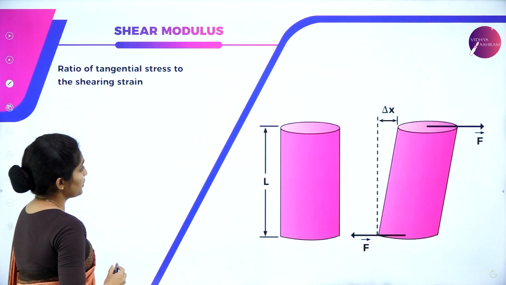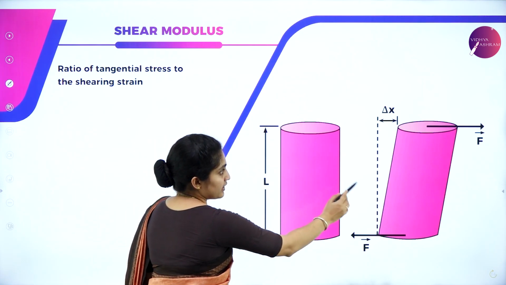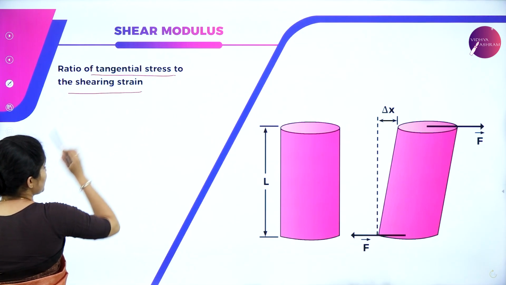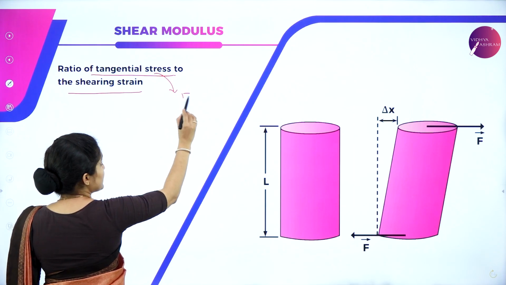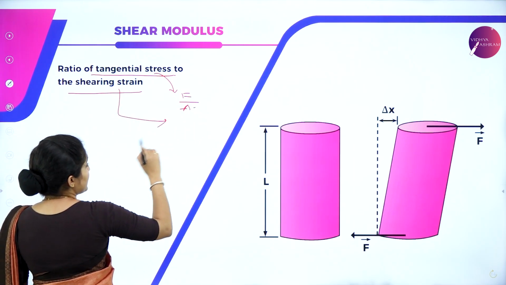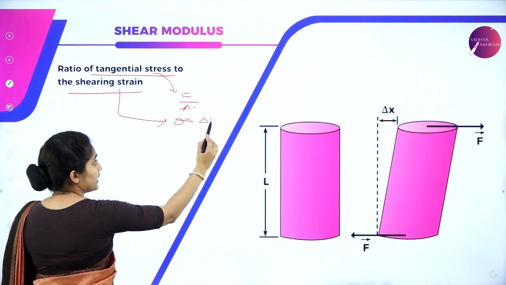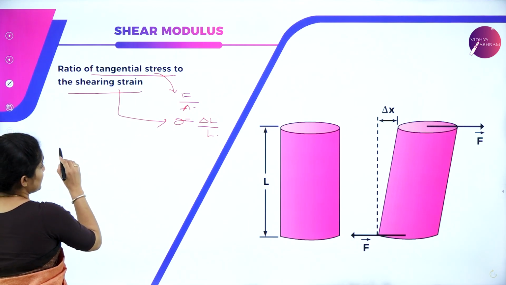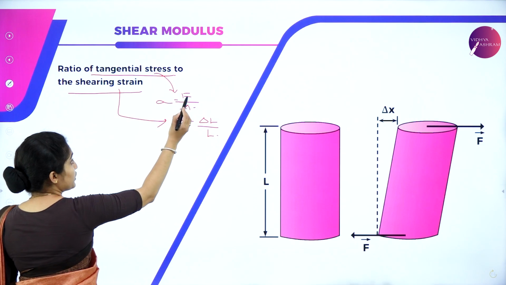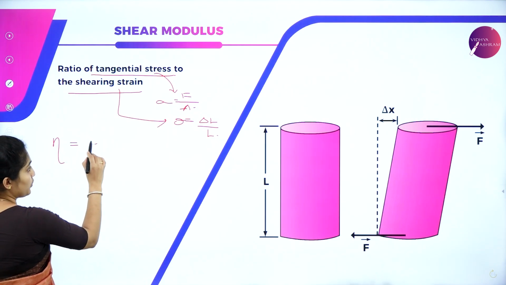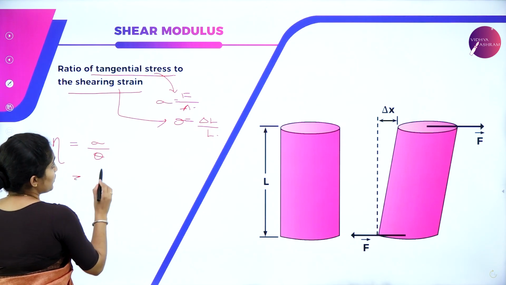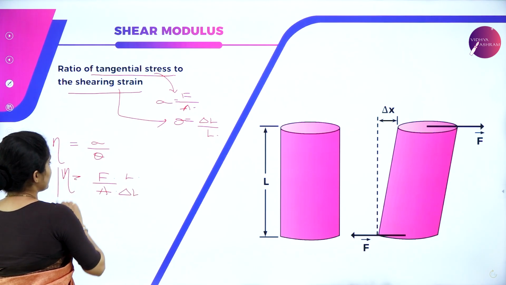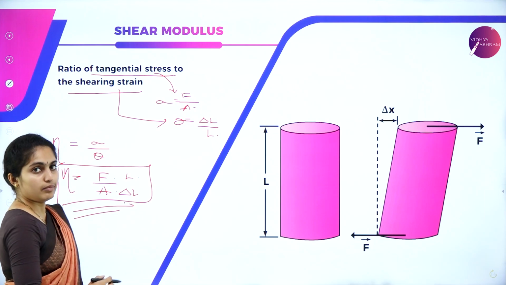Next is shear modulus. It's the same thing. Tangential stress is what you can see here: tangential stress to shearing strain. Tangential stress is given as force per unit area. Shearing strain is given with respect to theta, equal to delta L by L, the change in length with respect to the length. Shear modulus is given in terms of eta. So sigma is equal to F by A. Eta is sigma by theta, that is F by A into delta L by L. It's the same thing as with Young's modulus. So both are the same concepts.